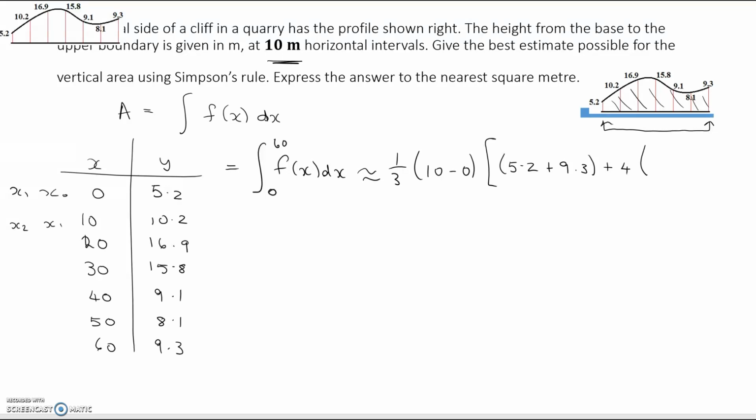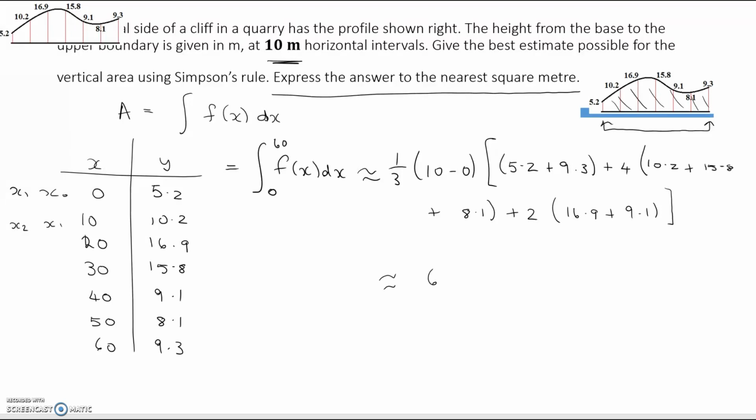It's all the same. So 4 times 10.2 plus 15.8 plus the next one, which is 8.1, plus 2 times the remaining ones, which would be 16.9 plus 9.1. Very simple. And just note it says express your answer to the nearest square metre. So put that through your calculator and you get that the answer is 676 approximately square metres, at least to the nearest square metre.